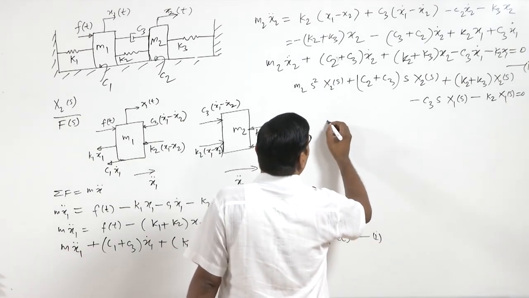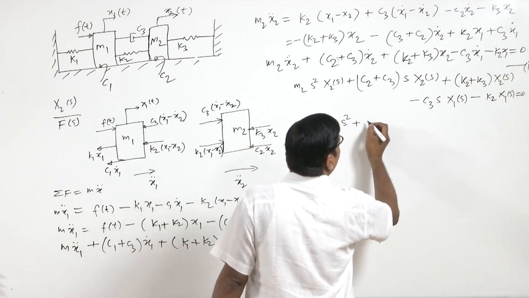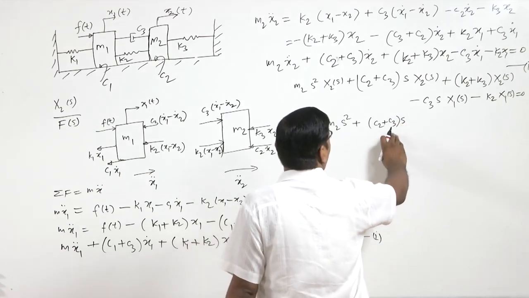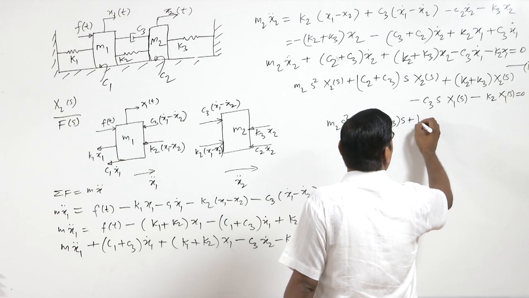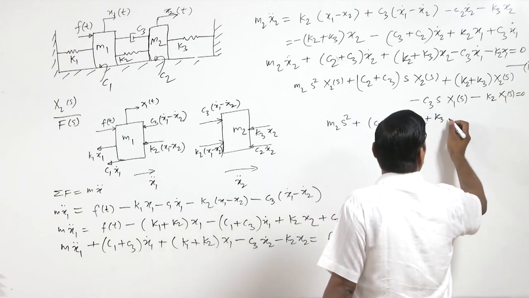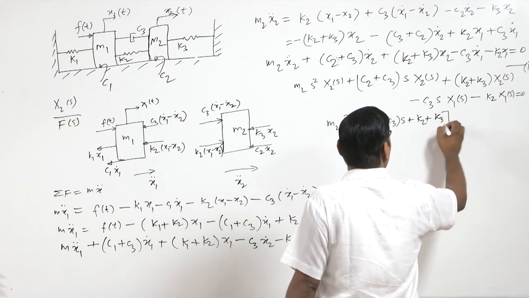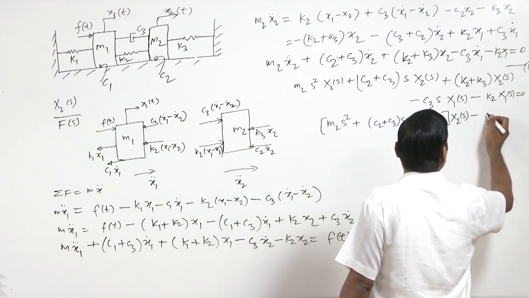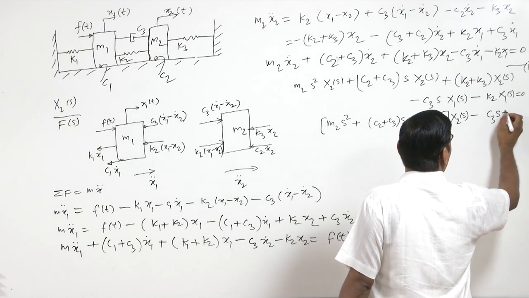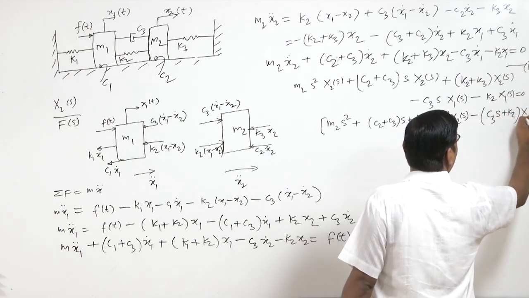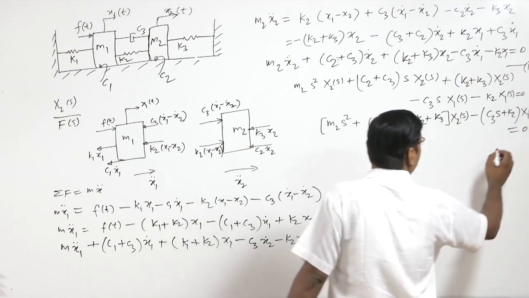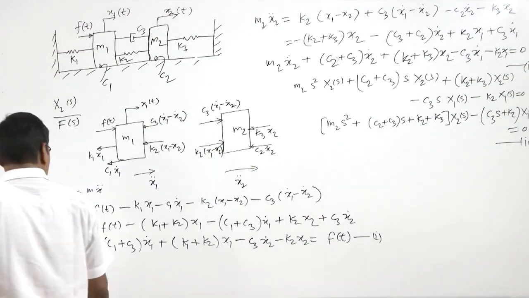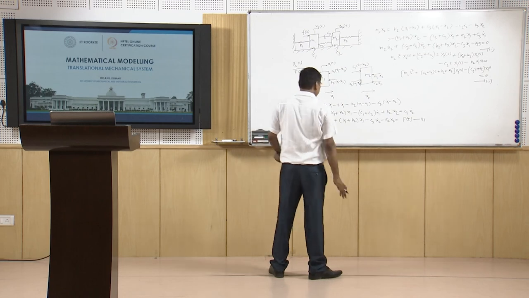So here we can write [m2 s square plus (c2 plus c3) s plus (k2 plus k3)] x2(s) minus (c3 s plus k2) x1(s) equal to 0. Let us say this is equation number 3. Similarly, we can write this for equation number 1.